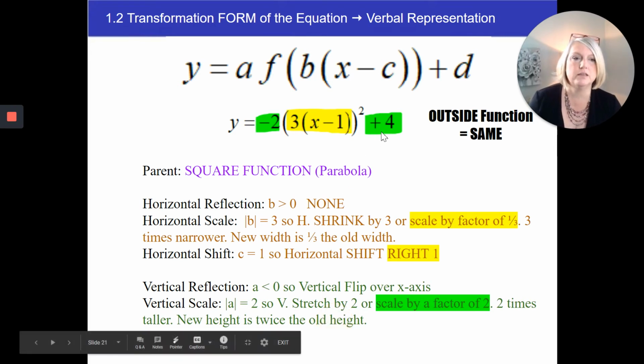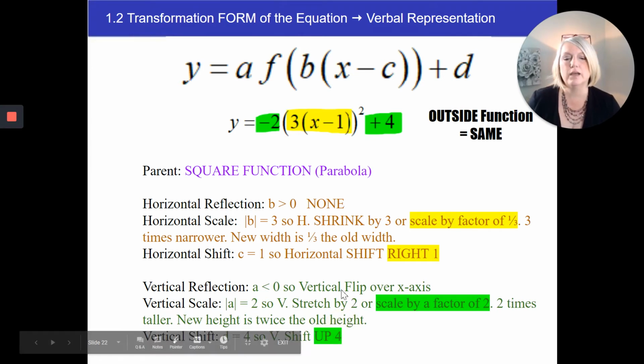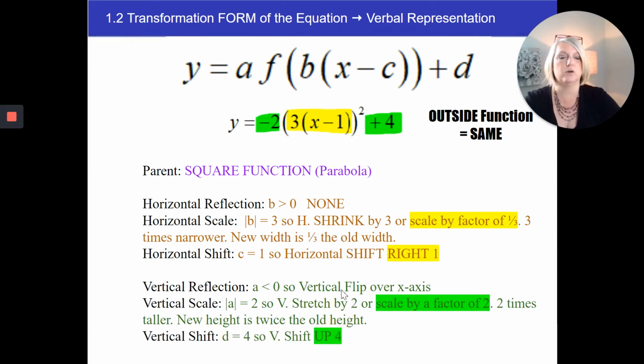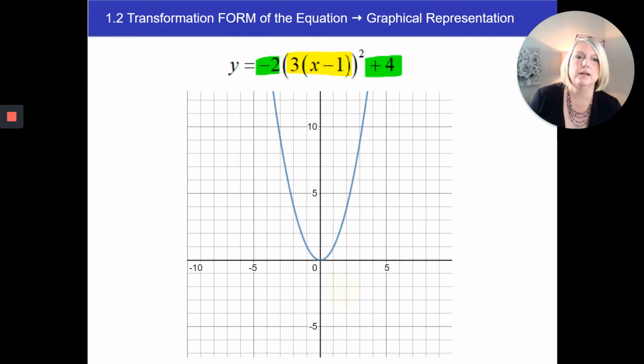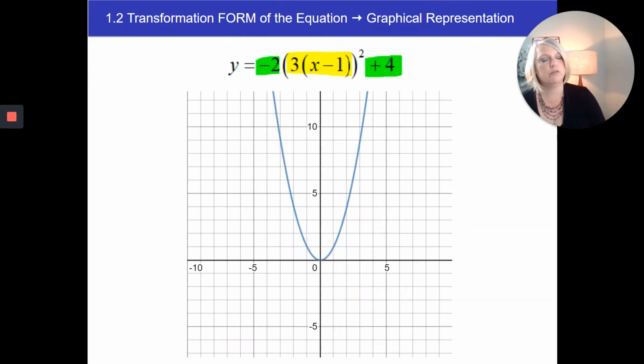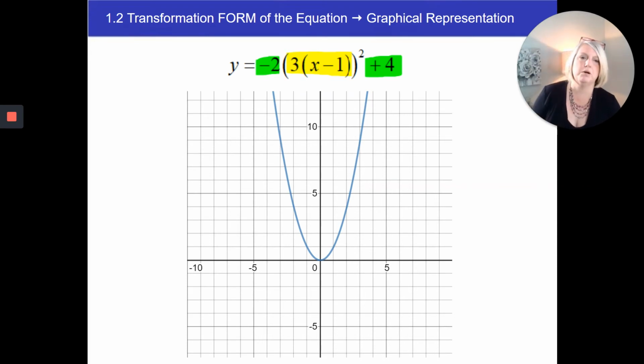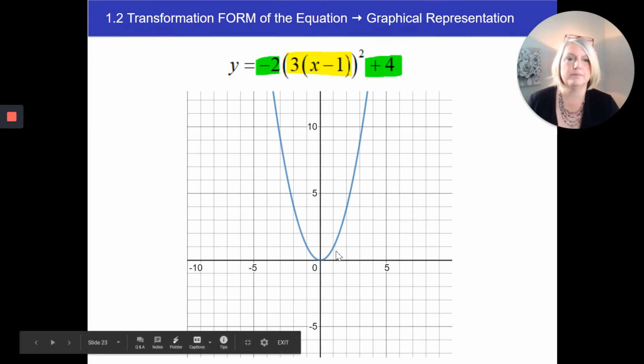And then our last is the +4, our vertical shift. Our vertical shift is going to be going up 4. So we've taken our nice flipped graph that we made taller, and then we're going to shift it up. So we can visualize where the important features of the graph are. All right, let's take a look at it graphically and run through those steps that we just came up with. We had our original parabola.